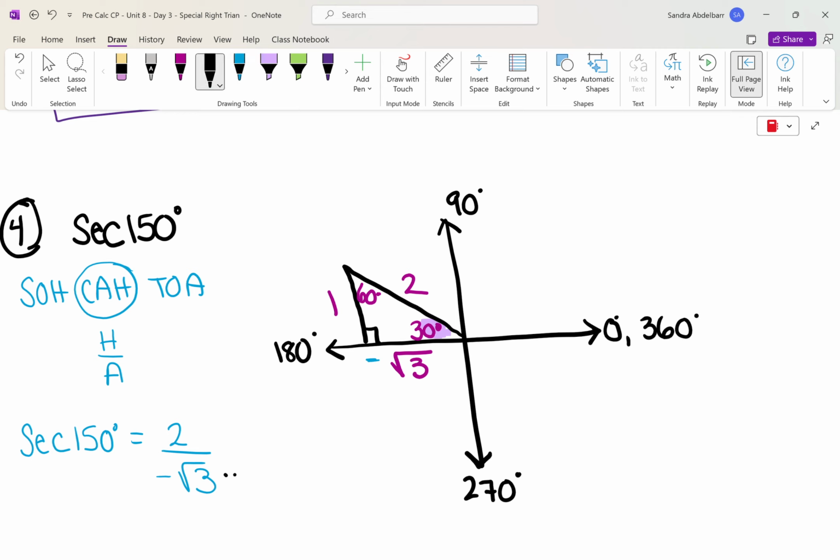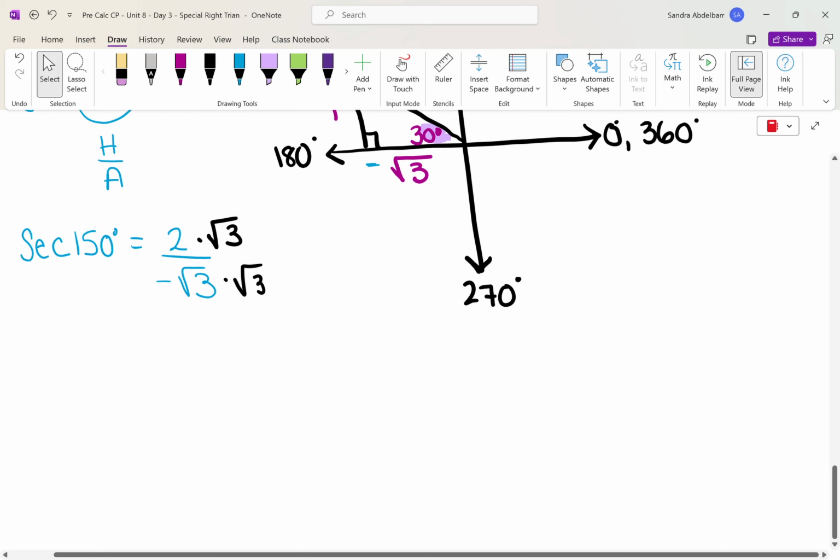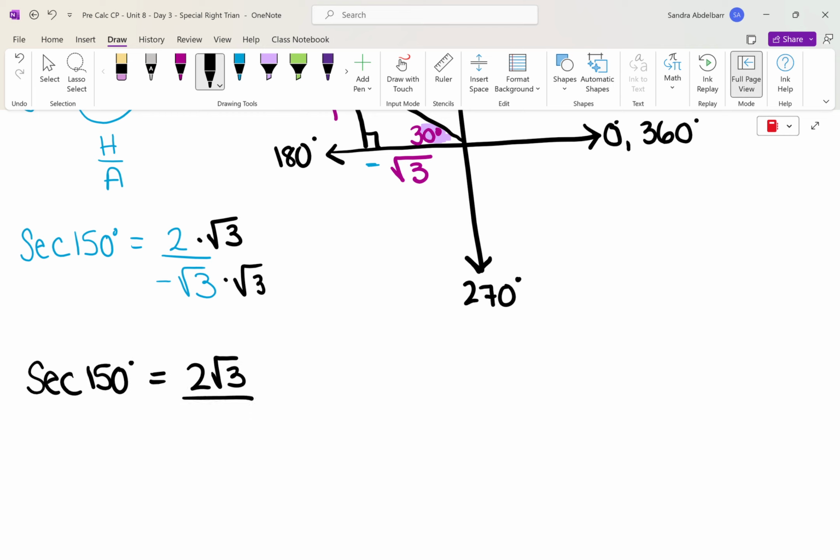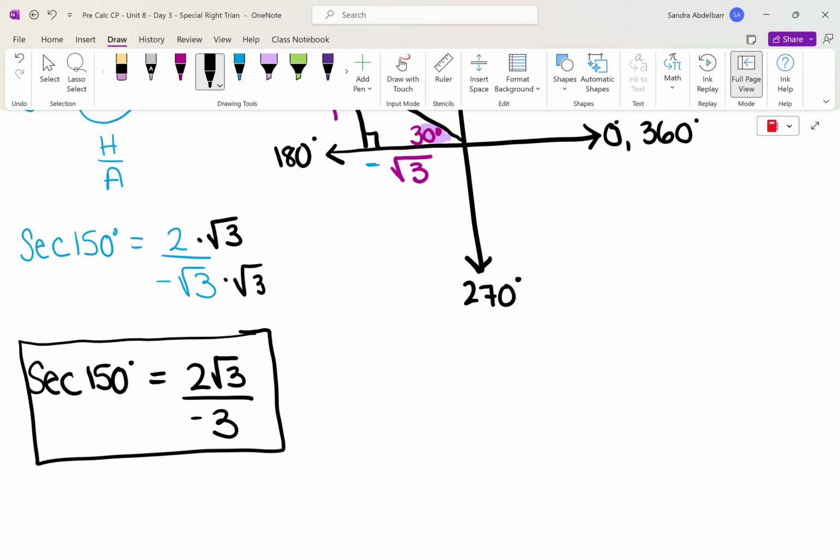Can I leave it like this? No, we need to rationalize. So I'm going to multiply top and bottom by √3. So the secant of 150 will be 2√3 over -3. Is it okay if you want to assign that negative to the numerator instead of the denominator? That's fine. Is it okay if you sort of want to just leave the negative in the middle? That's also fine. It really doesn't matter.